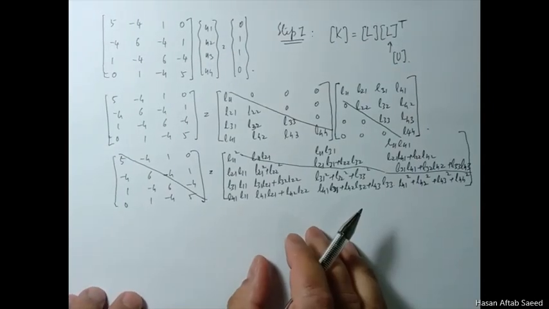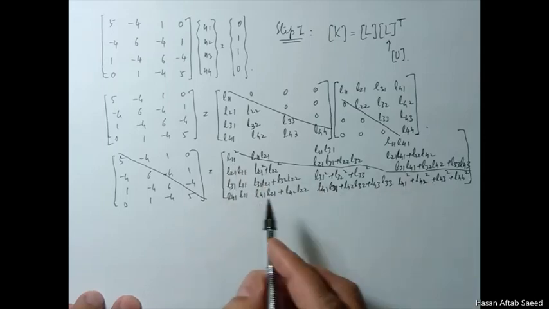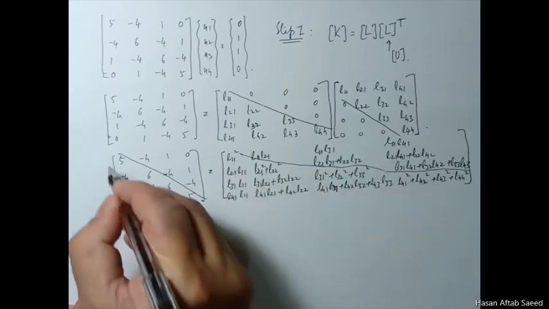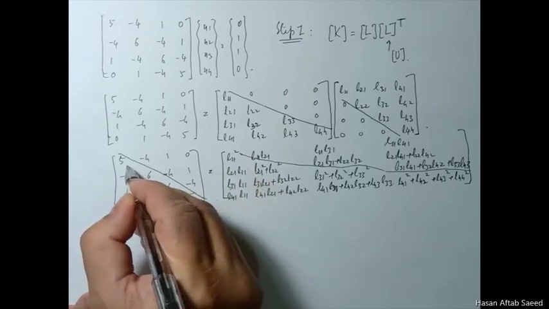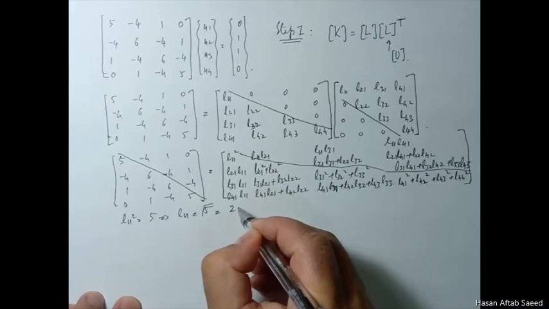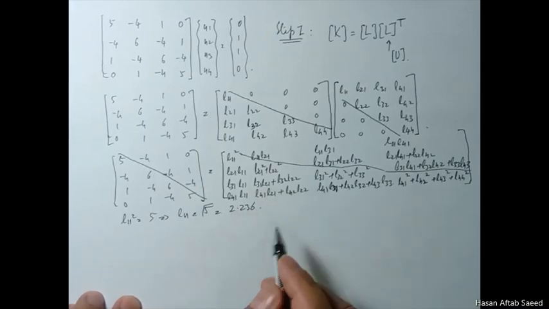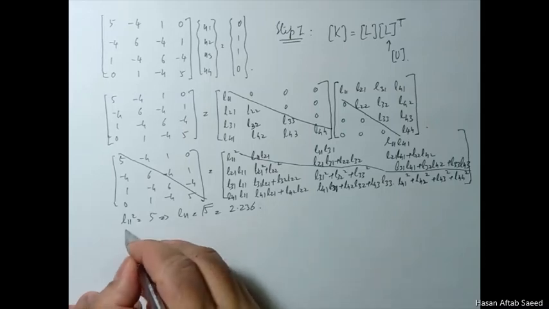Now what remains is simply to find the values of these, and your step 1 will be complete. So let's start. L11 square is equal to 5. This is equal to this one. This implies that L11 is equal to the square root of 5. And for positive definite matrices, you just take the positive sign. Don't worry about the negative sign here.